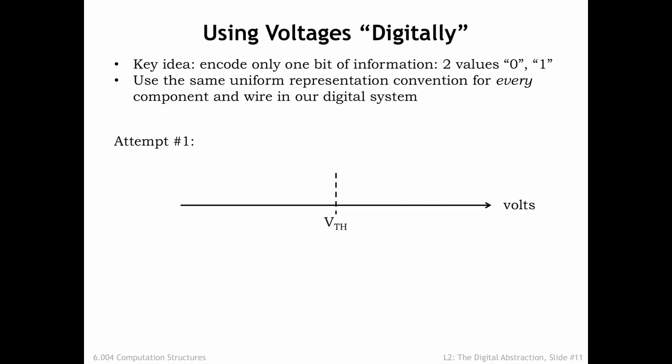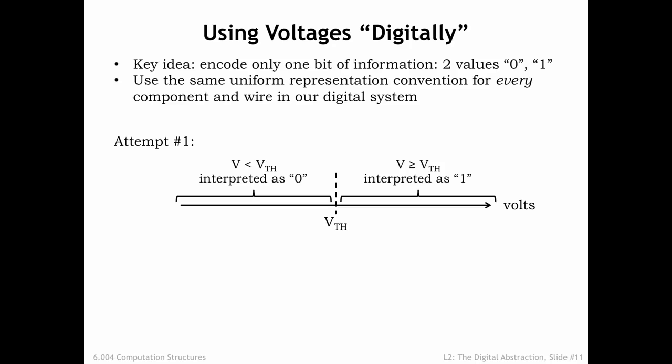Simply divide the range of voltages into 2 subranges, one range to represent 0, the other to represent 1. Pick some threshold voltage, V sub th, to divide the range in 2. When a voltage V is less than the threshold voltage, we'll take it to represent a bit value of 0. When a voltage V is greater than or equal to the threshold voltage, it will represent a bit value of 1. This representation assigns a digital value to all possible voltages.